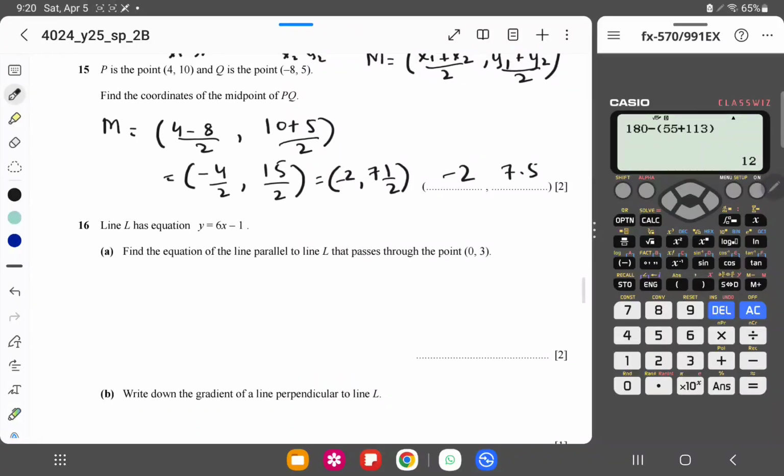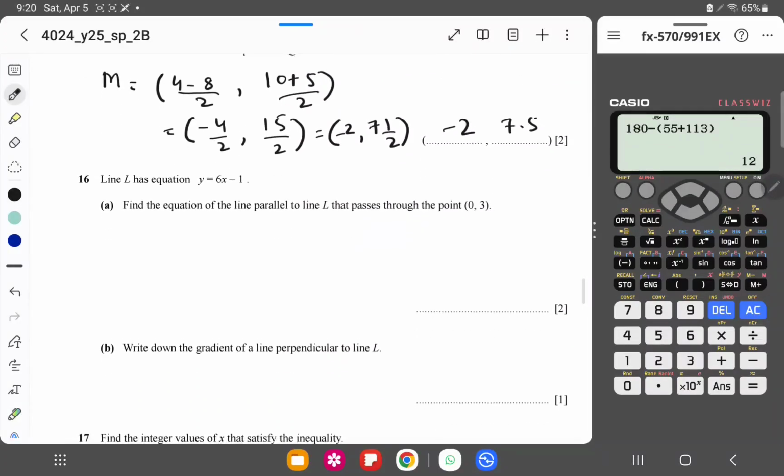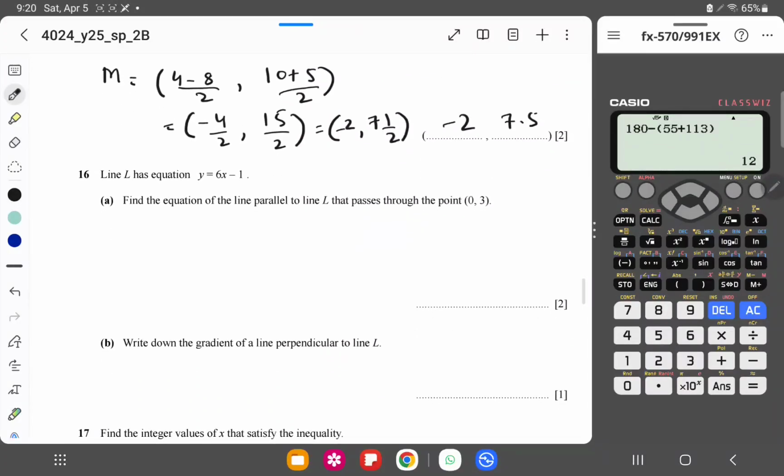The line L has the equation y is equal to 6x minus 1. Find the equation of the parallel line. In parallel lines, the gradients are equal, and passing through (0, 3). (0, 3) means C is 3. So gradient is 6 and the C is 3. Y is equal to mx plus C. Y is equal to 6x plus 3.